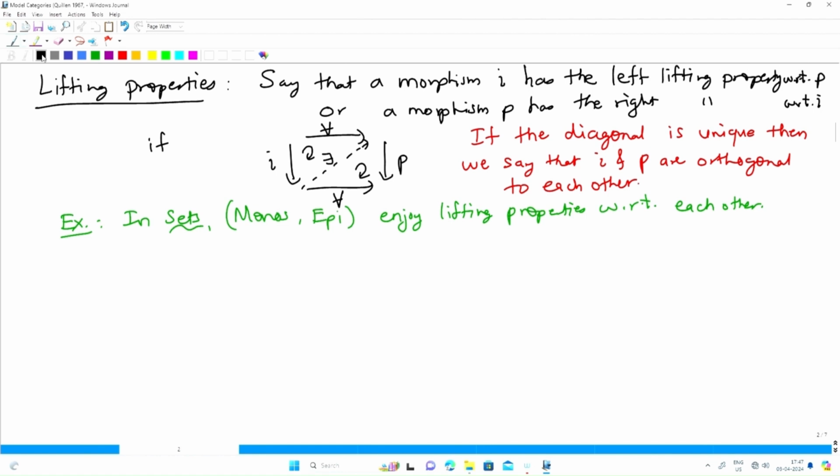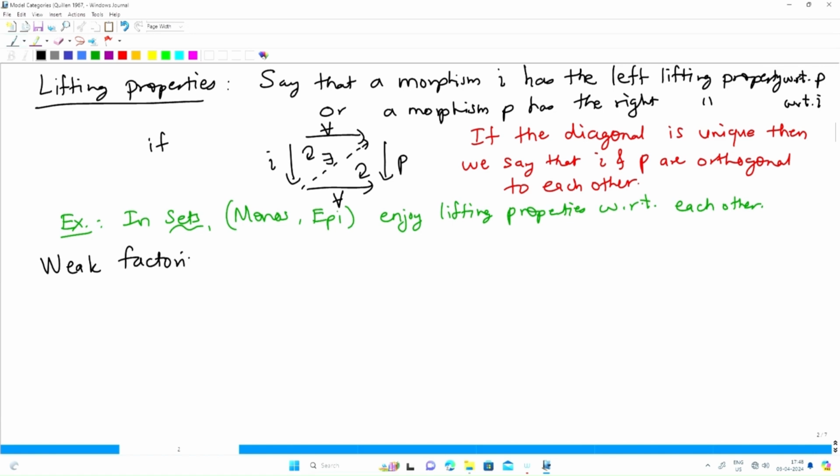Question: if the diagonal is unique for I with respect to P, will the other way around be true? No, it has to have some sense of direction, but I'm not writing it because I don't remember the convention. Either you say that I is perpendicular to P or P is perpendicular to I, but not both.